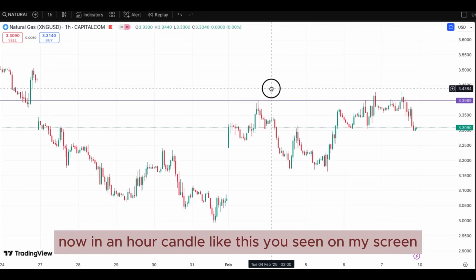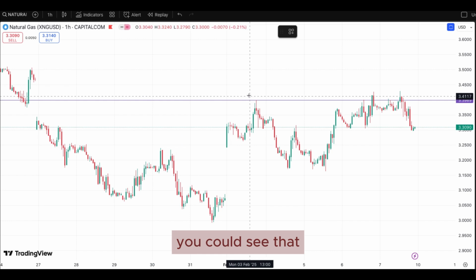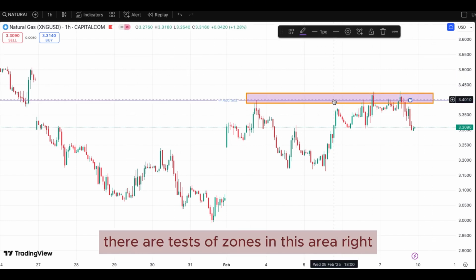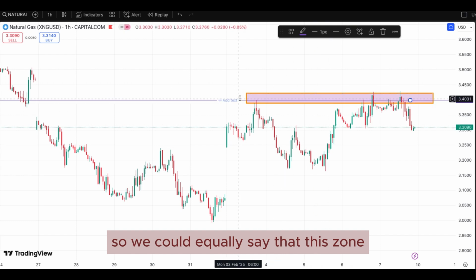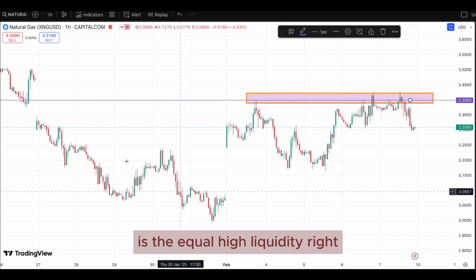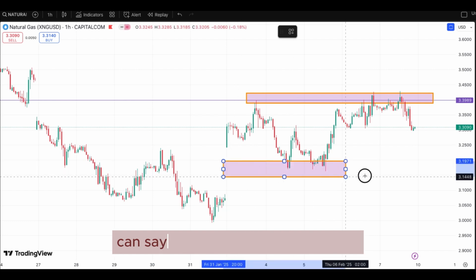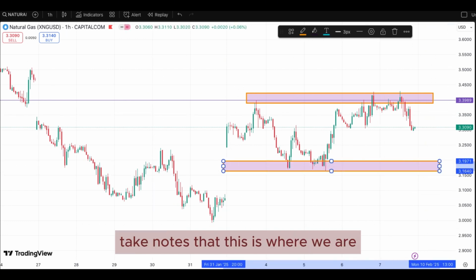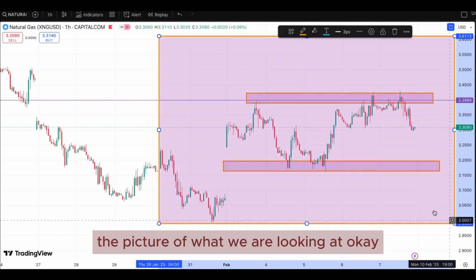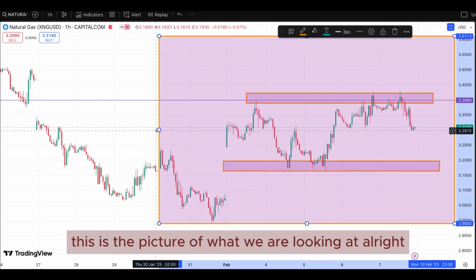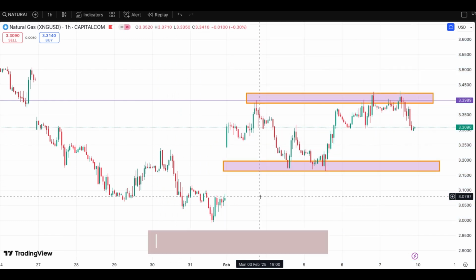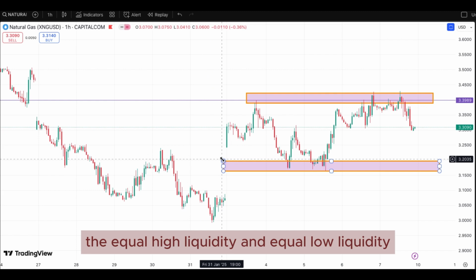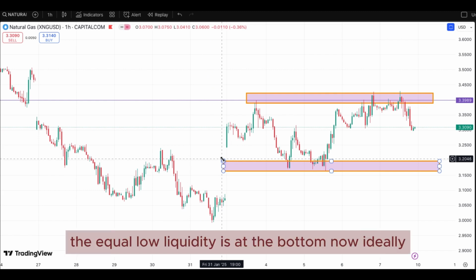Now, in an hour candle like this you're seeing on my screen, you could see that there are tests of zones in this area, right? So we could equally say that this zone is the equal high liquidity. And if you go to the bottom side, you can say this is the equal low liquidity from an hour candle. Take note that this is the picture of what we are looking at. All right, so now we understand the equal high liquidity and equal low liquidity. The equal high liquidity is at the top, the equal low liquidity is at the bottom.